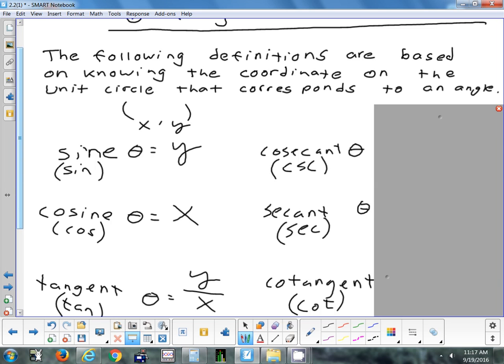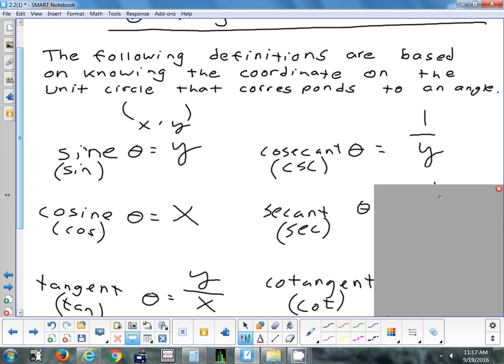If we look at y, though, that's not even a fraction. How could I make that a fraction so I could flip it? Yeah, just put it over 1. It'd be y over 1. So if we take that and flip it, that's the cosecant. So anyone think they can tell me what the cosecant is? Yeah. 1 over y. Yeah, it's 1 over y.